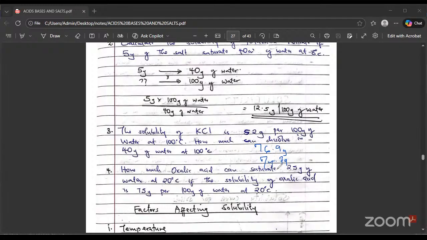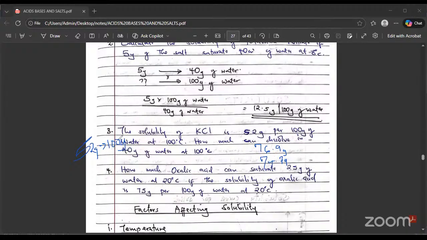Now let's solve it this way. So you're saying 52 grams. So I've written the 52 grams dissolves in 100 grams. Of course, I do not have a calculator myself here. Now they're saying the temperature is kept constant, so this particular temperature is actually 100 degrees Celsius. How much can dissolve in 40 grams of water? So we have 40 grams of water.